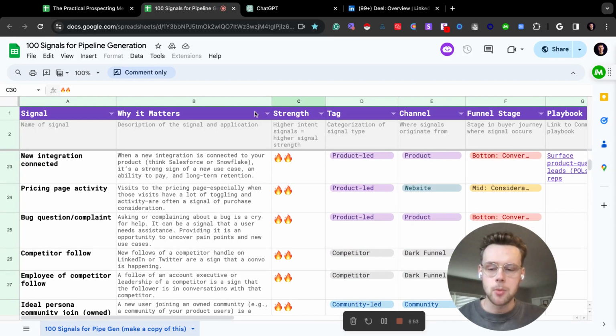So that's a wrap. Again, guys, just to recap the 4 steps: find the signals, match it to a problem hypothesis, rank the signals in terms of how strong they are and how easy they are to find, and then create sequences based on a signal and a problem hypothesis.